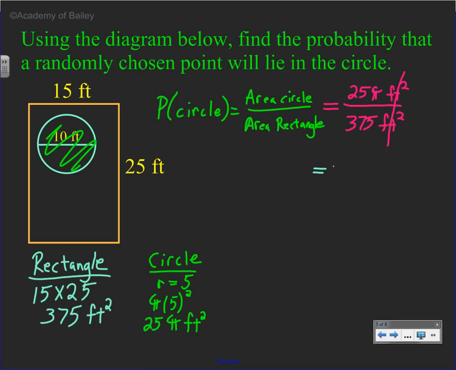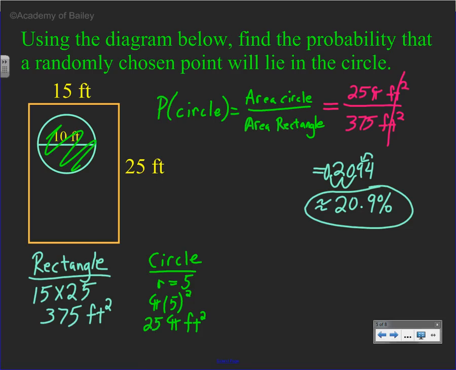And we get something like 0.2094. And when you move it 2 decimal places to the right, we're going to say it's approximately 20. The 4 does not round the 9 up, so it's approximately 20.9%. And if you notice, this is 20.9%.